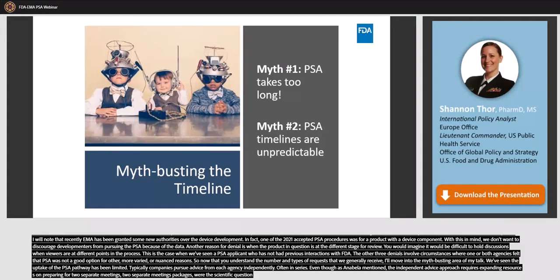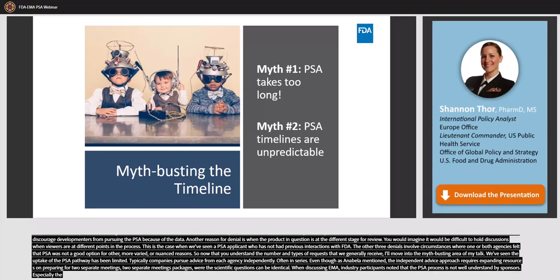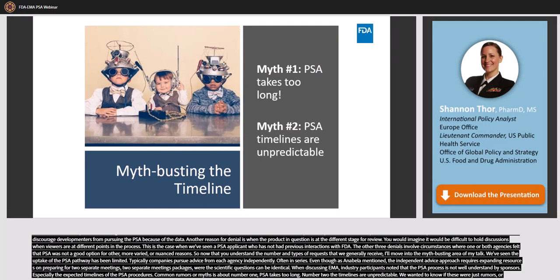When discussing PSA at a recent public workshop on expedited programs and regulatory harmonization, industry participants noted that the PSA process is not well understood by sponsors, especially the expected timelines of PSA procedures. Common rumors or myths about PSA are that, number 1, PSA takes too long, and number 2, that the timelines are unpredictable. We wanted to know if these were just rumors, or if not, what we could do about it.